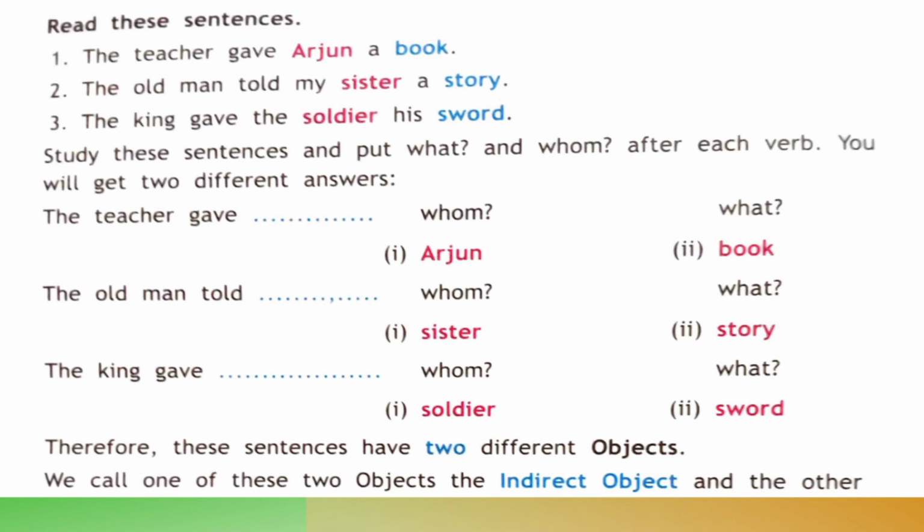So, children, now let's see. Therefore, these sentences have two different objects. Yes or no? That is Arjun, that is whom, and what, that is book. So two different objects are there. We call one of these two objects the indirect object and the other the direct object. Okay, children.